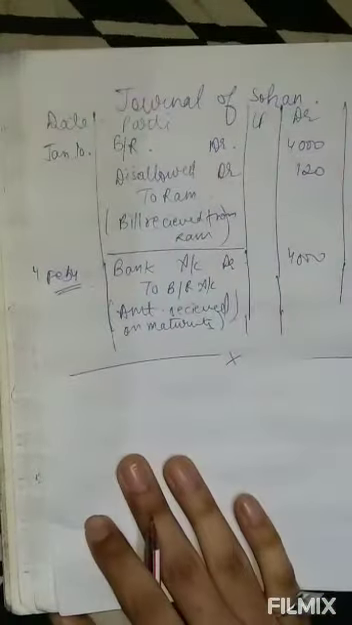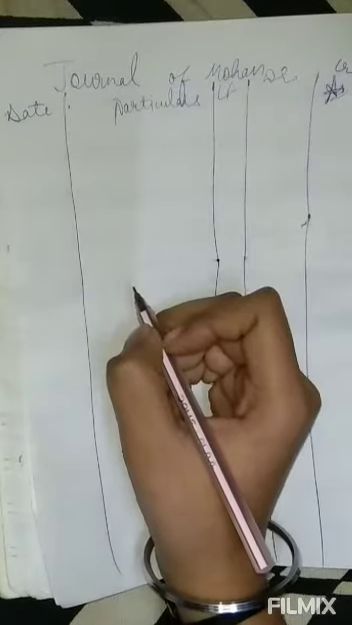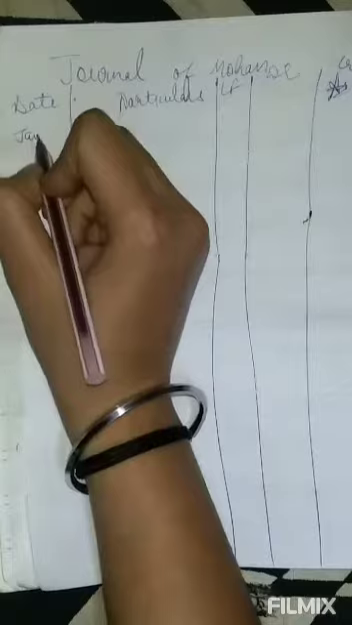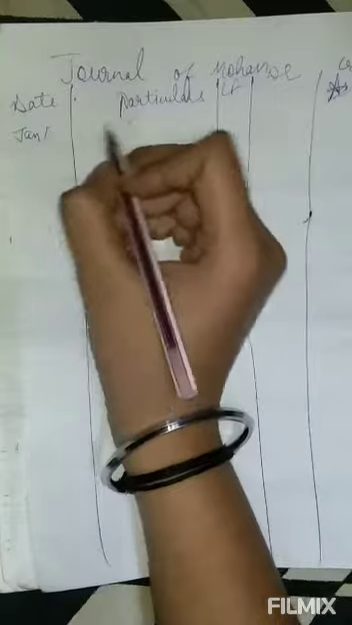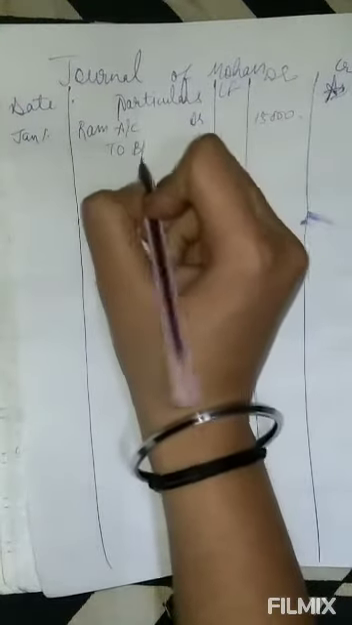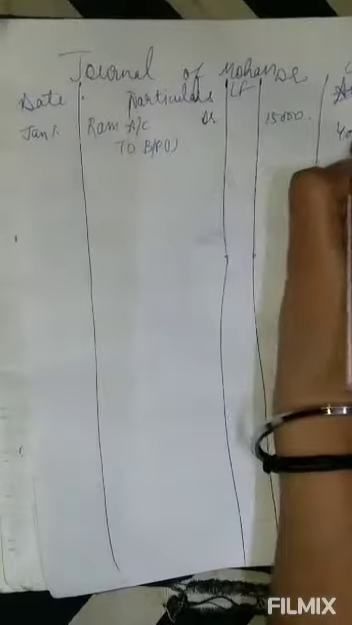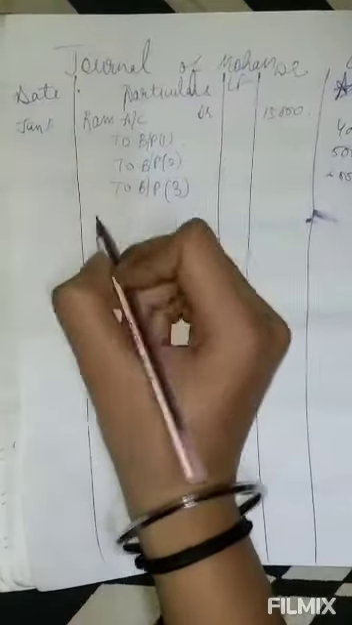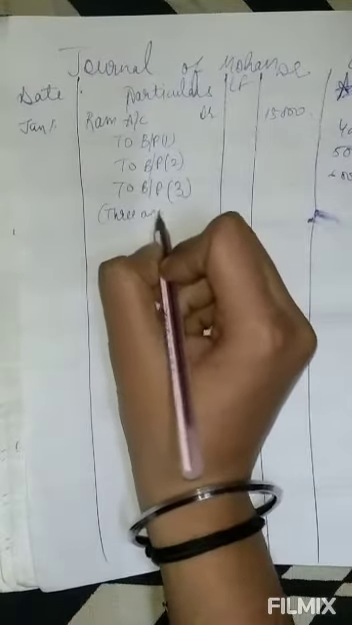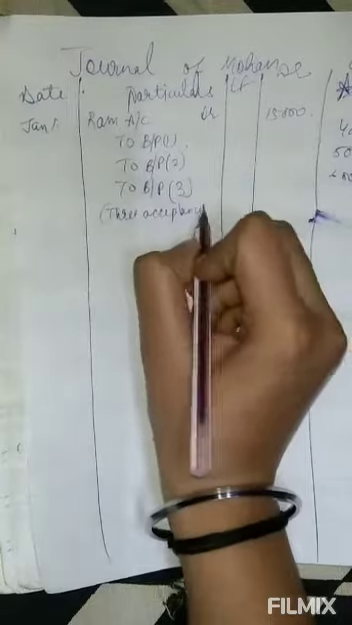Now we will prepare the journal of Mohan. So, journal of Mohan. On 1st January he has purchased something from Ram and given the BP, right? So purchases account debit 15,000 and he has given 3 BPs. So BP 1 4,000, then BP 2 5,000 and BP 3 6,000, right? So this is 3 acceptances given.